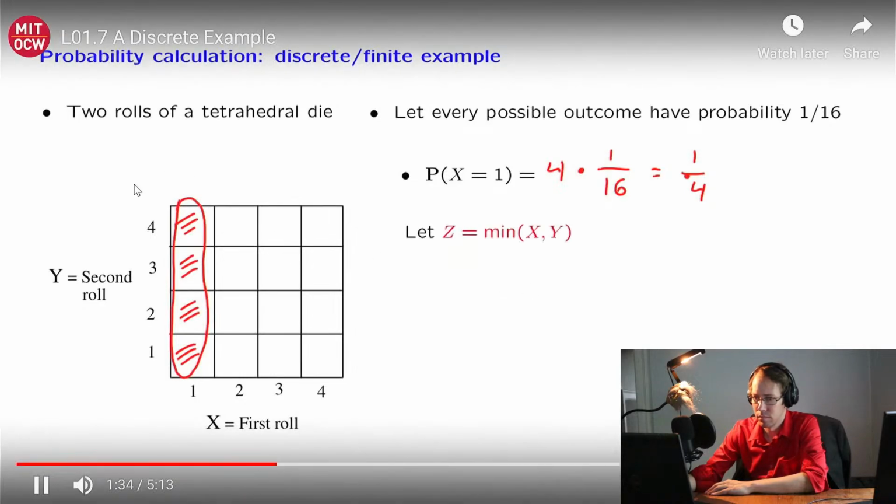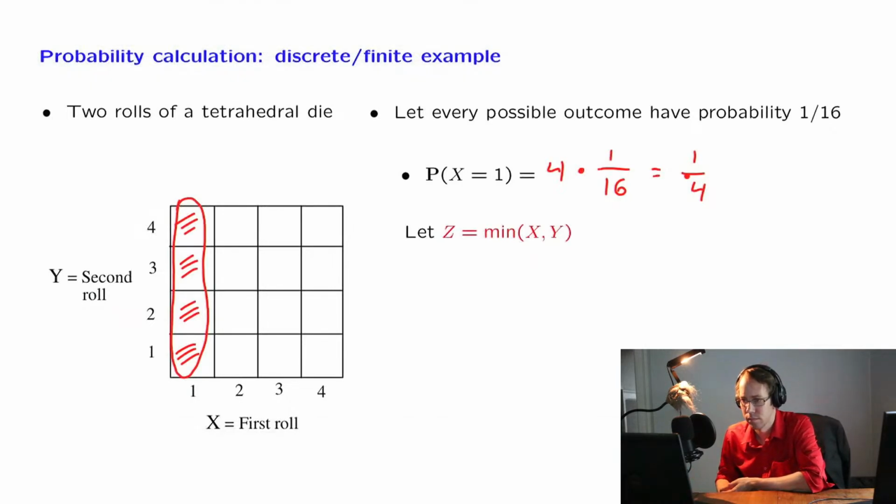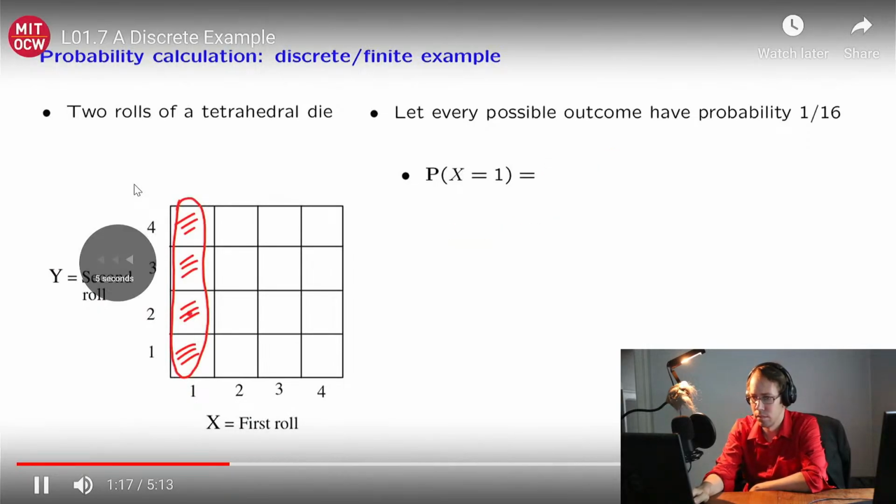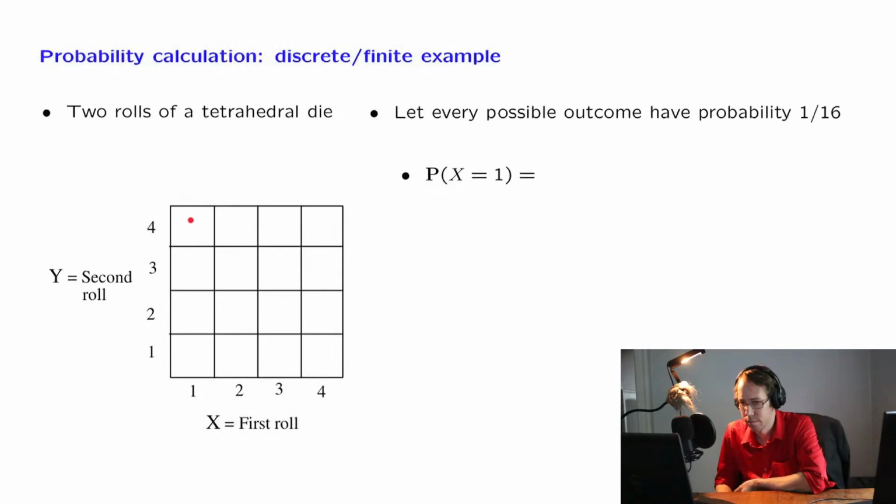Let now z stand for the smaller of the two numbers that came up in our two rolls. So for example, in our picture of the sample space, and then calculate. The event that x is equal to 1 can happen in 4 different ways that correspond to these 4 particular outcomes. Each one of these outcomes has a probability of 1 over 16. The probability of this event is the sum of the probabilities of the outcomes that it contains, so it is 4 times 1 over 16 equal to 1/4.